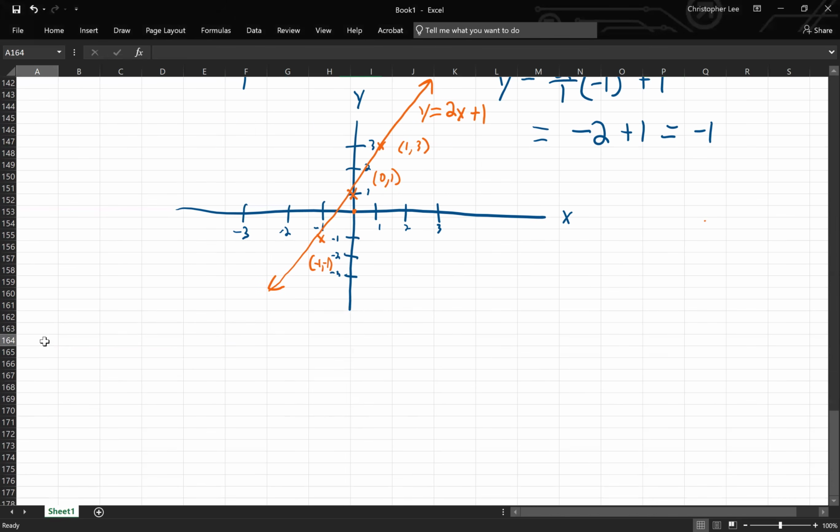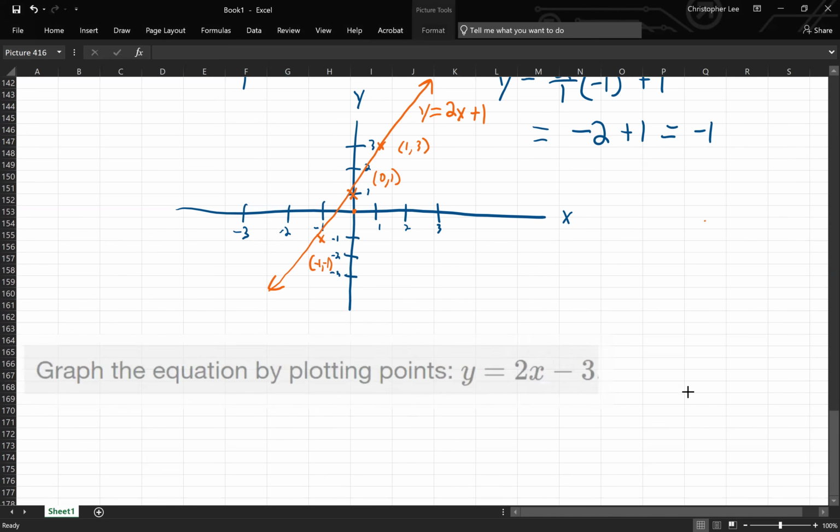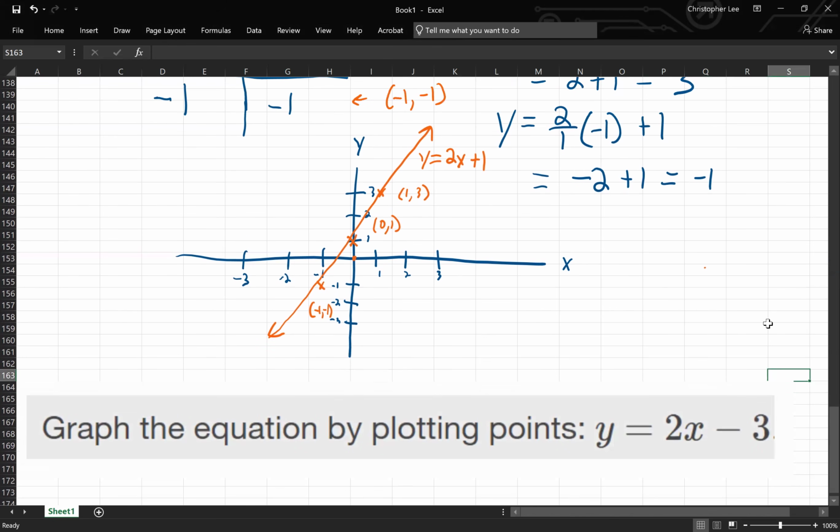All right, so try this one. So your goal is, right? You want to graph this equation, right? But you got to first find your plots, all right?